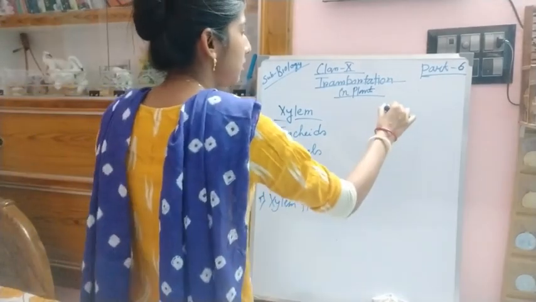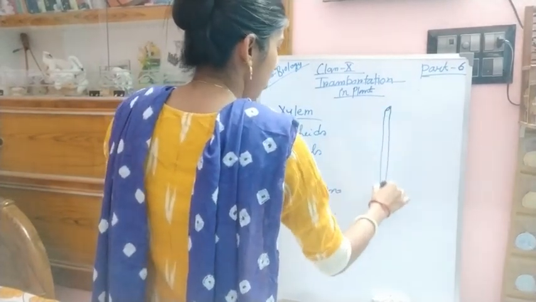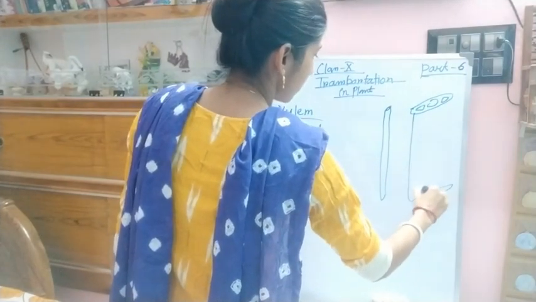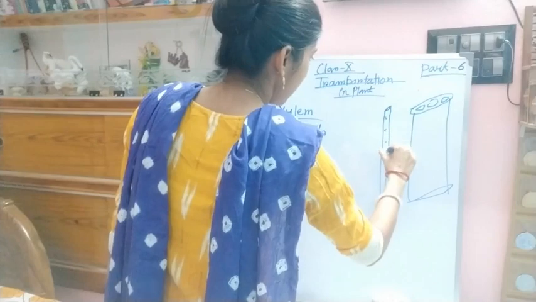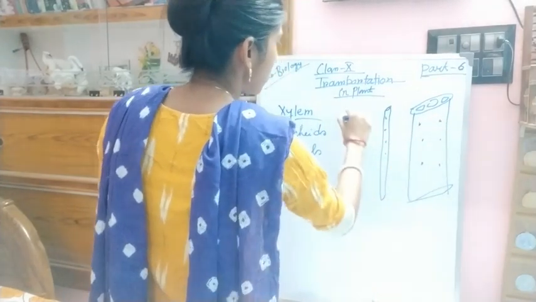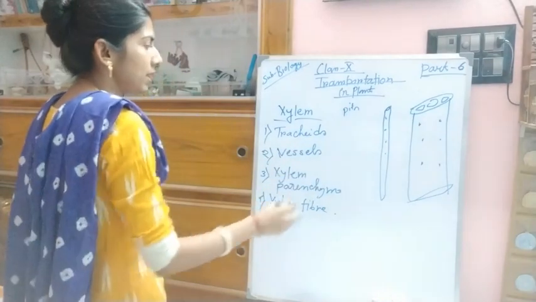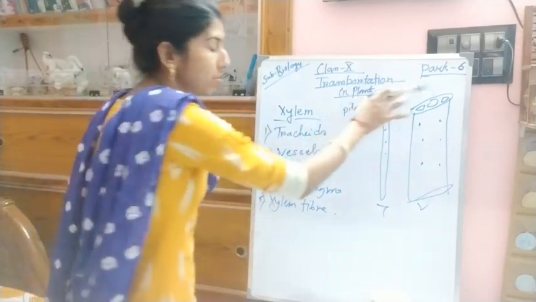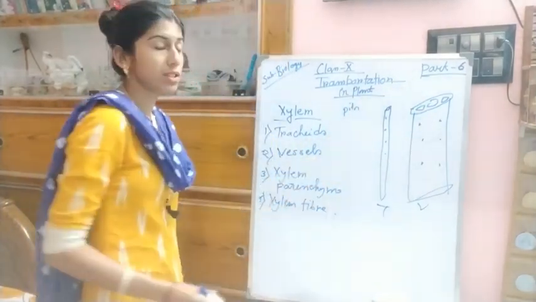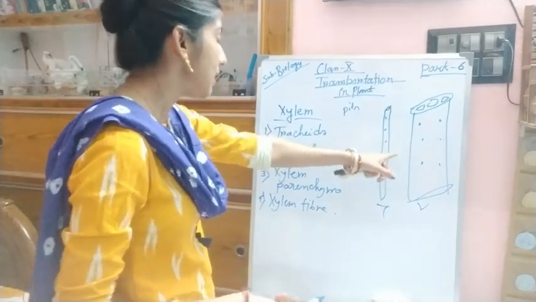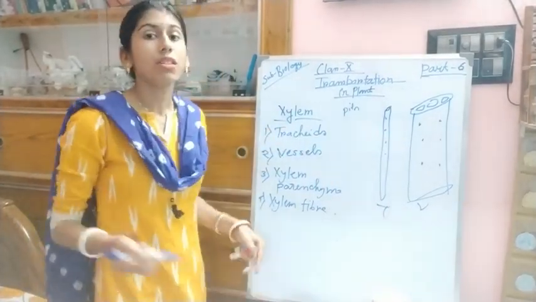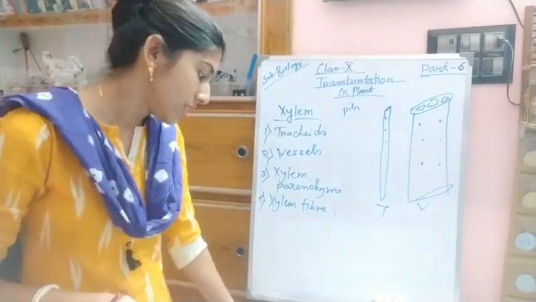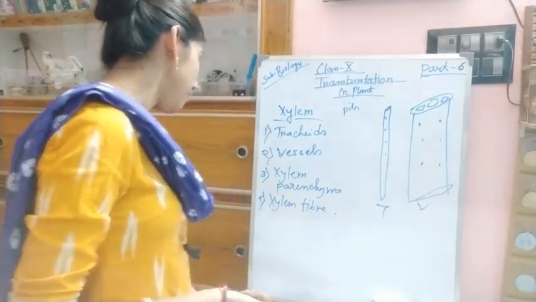Tracheids and vessels are quite tube-like structures. Inside their body some pores are present, which are called pits. This is tracheid and this is vessel. These are the parts of xylem that are tube-like structures with pores called pits. These tracheids and vessels mainly help in the transportation of water and minerals. But what happens?